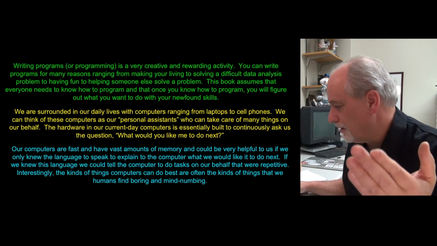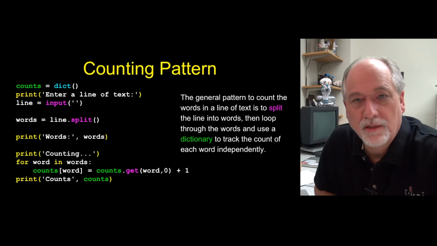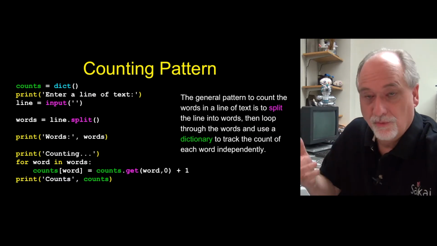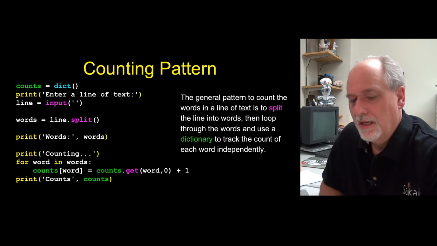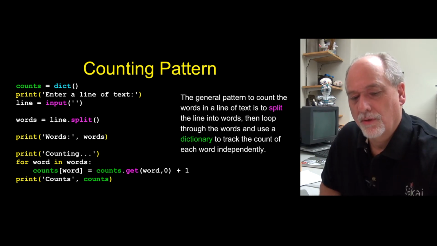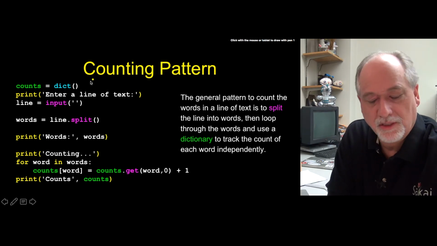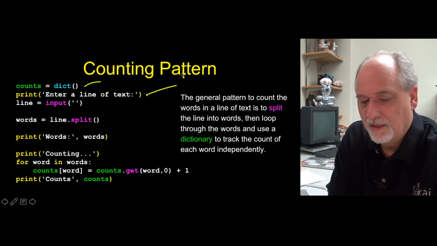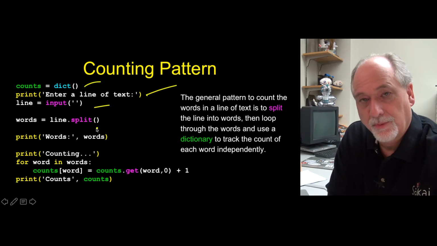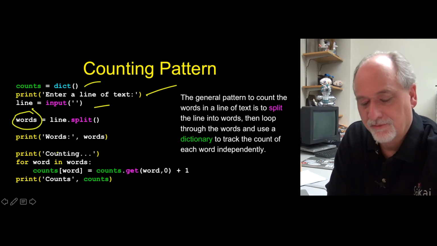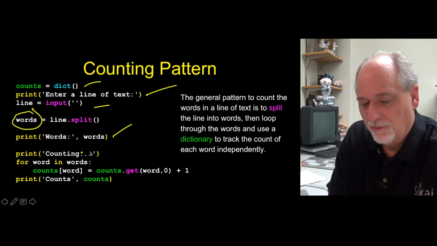It makes you concentrate. And so here is a counting pattern where we're going to take a line, and later we'll read this in a file. This is just an adaptation, an improvement of the previous thing. So we're going to start with an empty dictionary. We're going to ask for a line of text and read it in. And then we're going to use split. So remember the list of words? Well, what we're going to get here is a list of words. We'll print it out, and we'll run this counting.